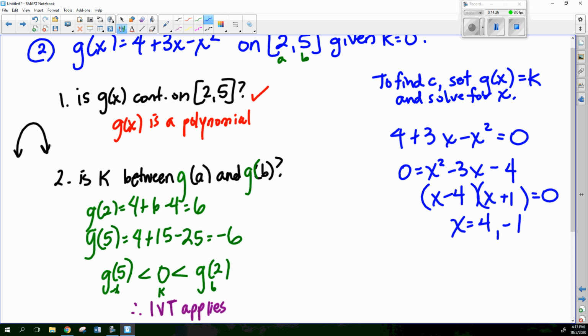Well, then you have to make sure, before you tell me what C equals, that these answers are in the given interval. Negative 1 is not in the interval, so C can only equal 4. Okay? So whatever C equals must be in the given interval. But if both of them were in there, then C could be two different values. Remember, the theorem just guarantees that there's at least one.